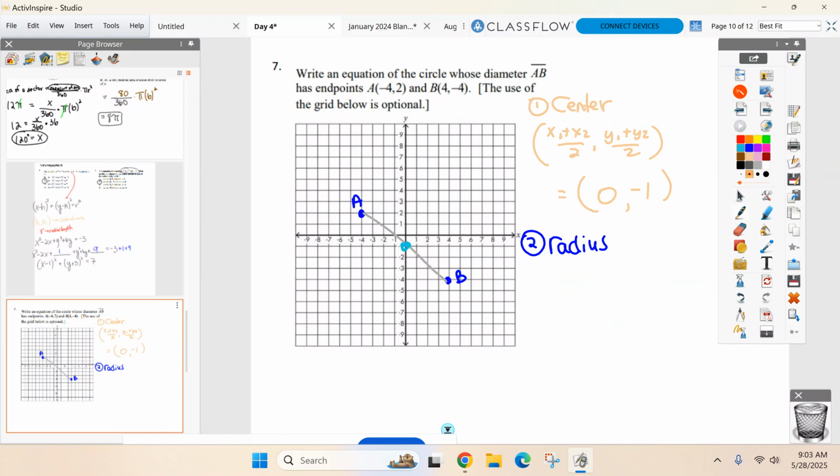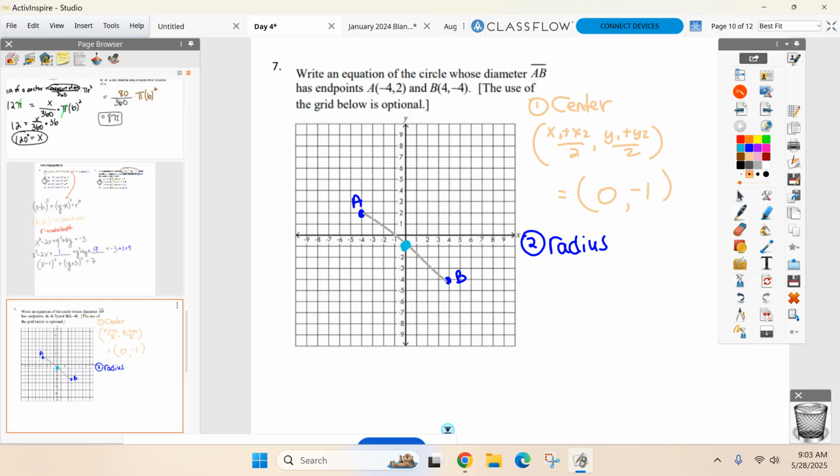So here's my center right there, 0, -1. Throw anything at me now. How can I find the length of the radius? I can use distance. All right, if you want, that's fine. Also, I just want to throw this out. You could find the distance from the center to A, center to B. They both work. Heck, you could find the distance of AB and cut it in half, right?